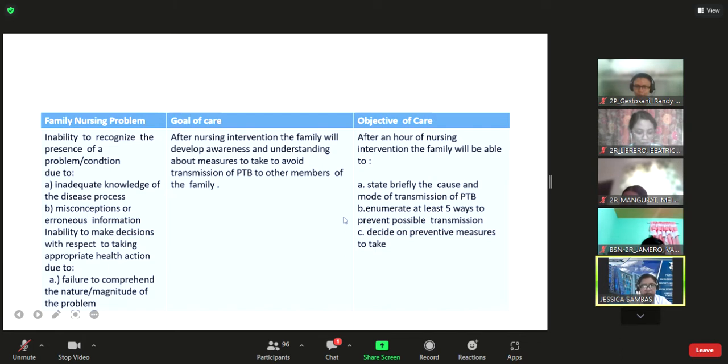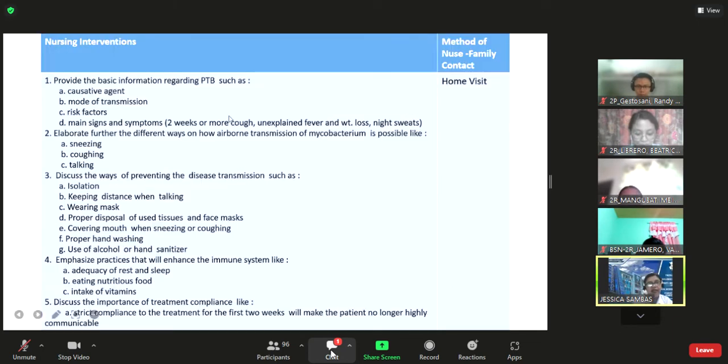Okay, so tapos na tayo. May goal of care, objective of care. Now, if this is our objective of care, this is the goal of care, then we need to address this one by trying to come up with interventions that will help the family achieve what was stated in our objective of care. Kaya, eto na ngayon ang interventions natin. Okay, so these are the set of interventions that I have right here.